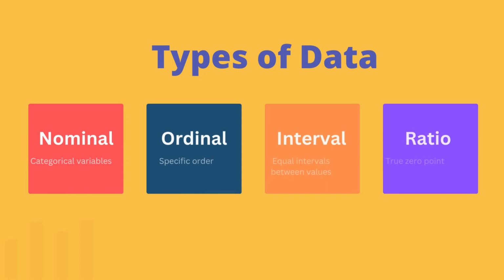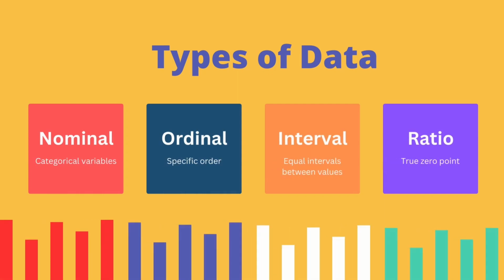Types of data. There are 4 types of data: nominal, ordinal, interval, and ratio. Nominal data is used for categorical variables, such as gender or race. Ordinal data is used for variables that have a specific order, such as education level. Interval data is used for variables with equal intervals between values, such as temperature. Ratio data is used for variables with a true 0 point, such as weight.